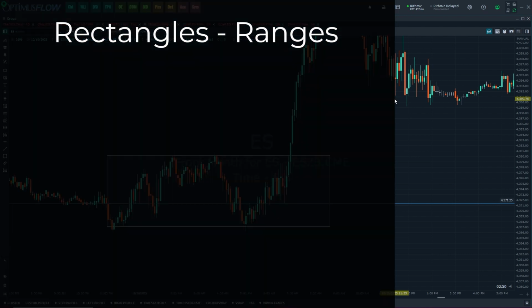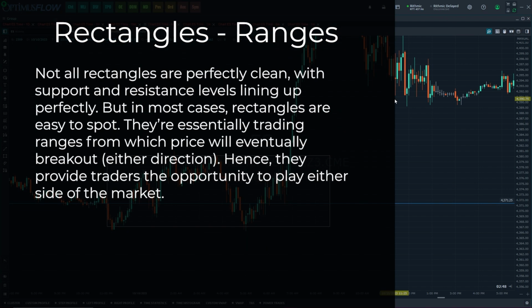When it comes to rectangles or trading ranges, not all rectangles are perfectly clean with support and resistance levels lining up perfectly, but in most cases, rectangles are easy to spot. They're essentially trading ranges from which price will eventually break out in either direction, hence they provide traders the opportunity to play either side of the market.